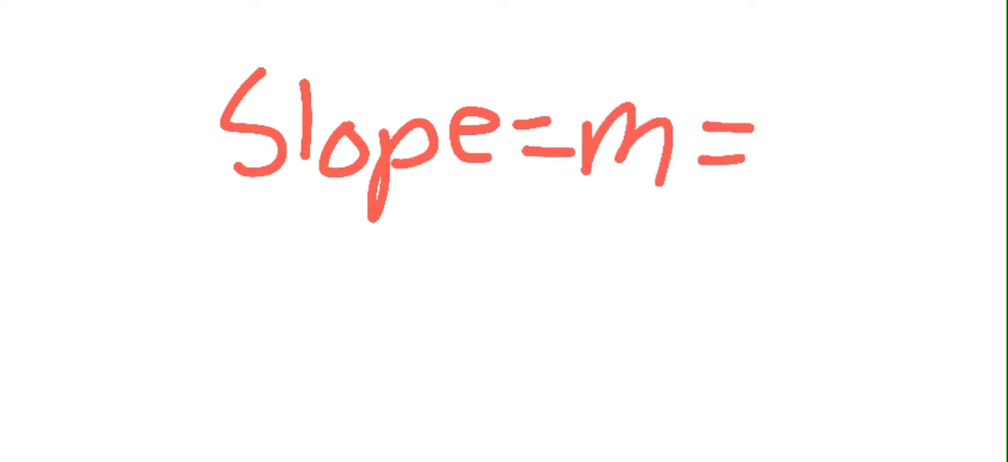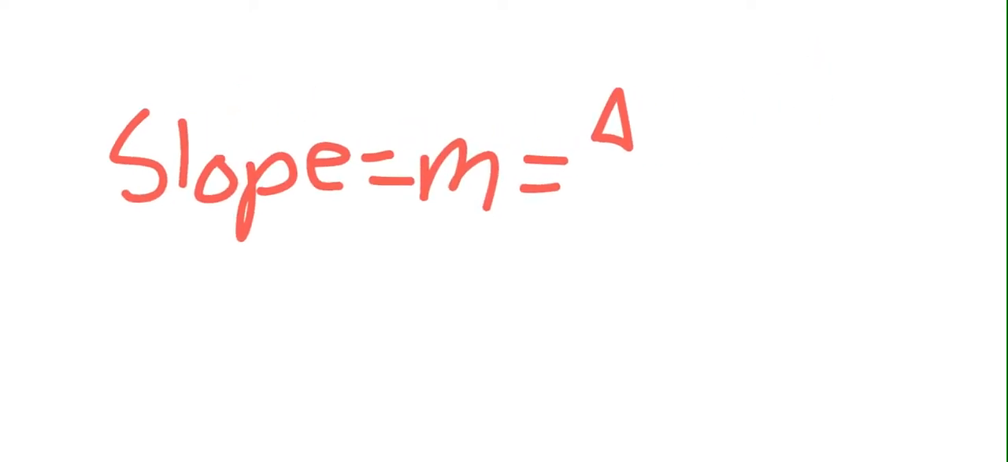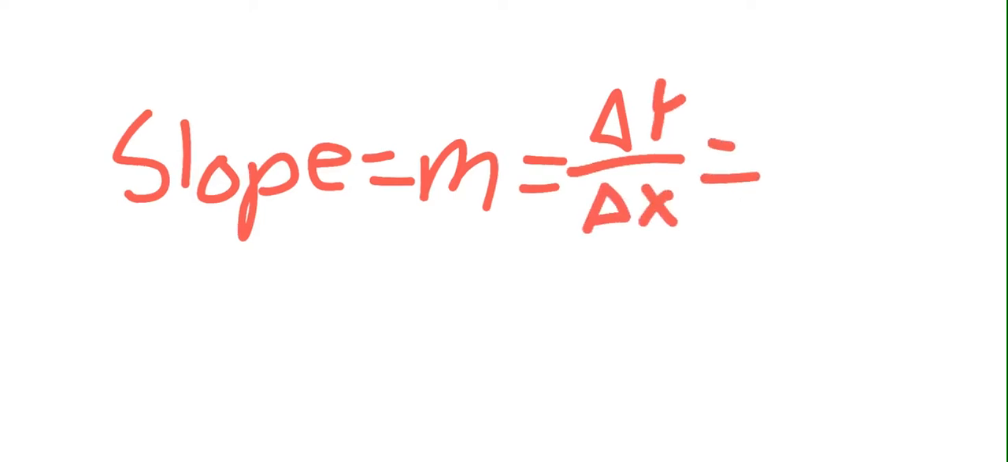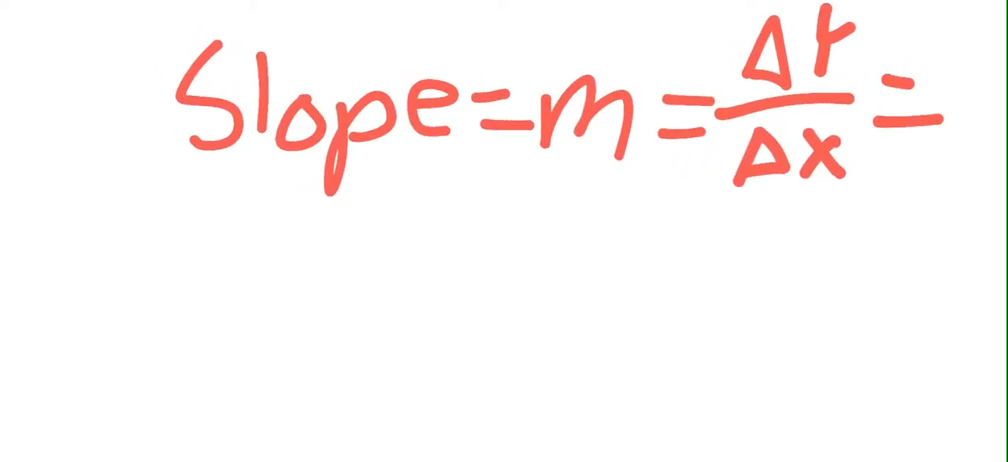A lot of you will remember that we have talked about slope before. Slope and constant rate are pretty much the same thing for us. Slope is m. It's also going to be the change of y over change of x. And again, it's also going to be constant rate.